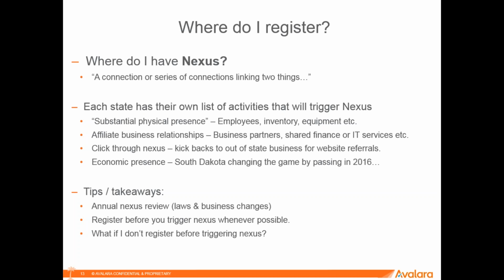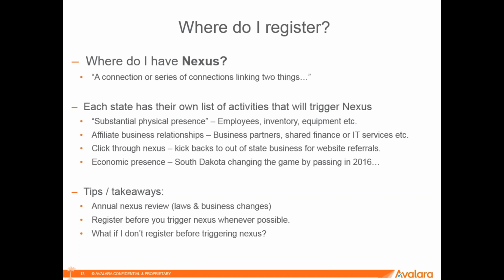Beyond that, there's other things that have changed in nexus laws, like affiliate business relationships. That would be something like a business partner or maybe shared services of companies. They could somewhat now share their nexus footprints with each other. That's just a unique one that is starting to really pop up a lot.